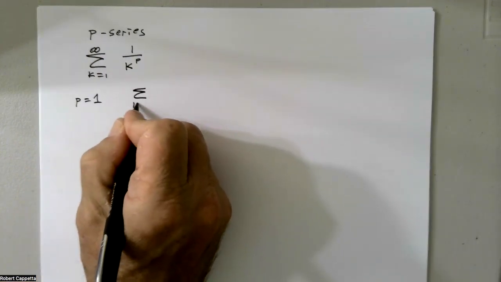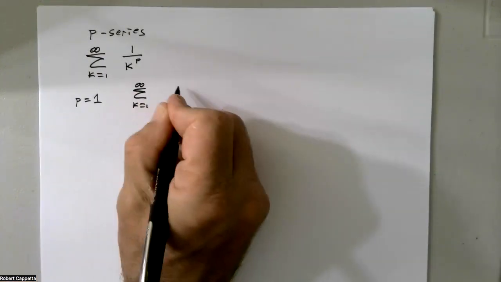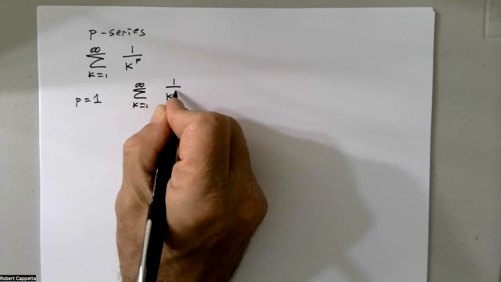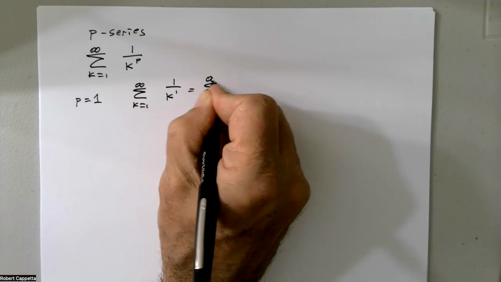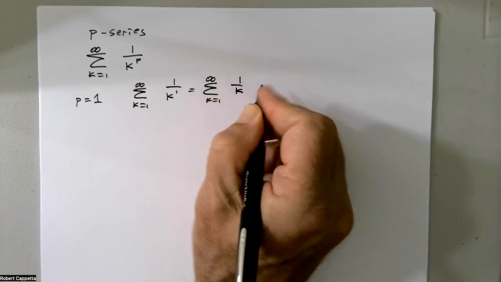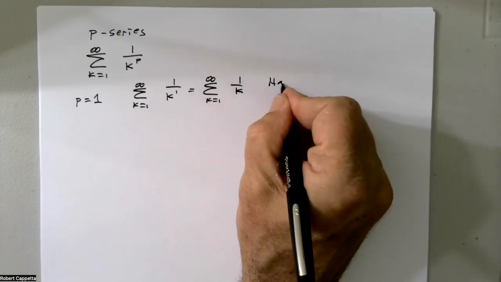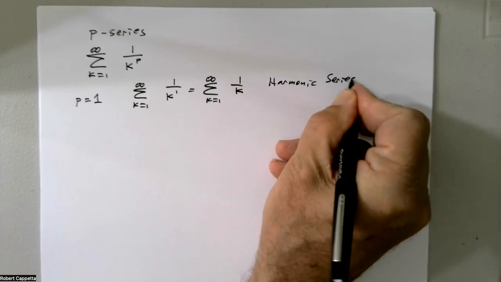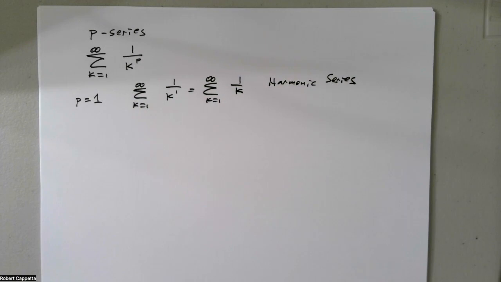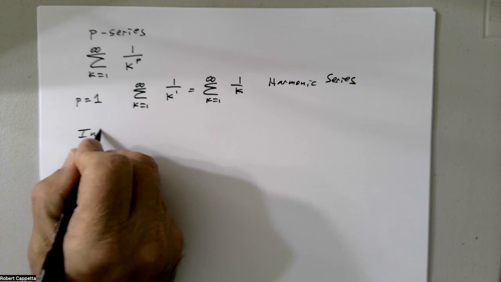I'm going to have the sum as k goes from 1 to infinity of 1 over k to the 1, which is the sum as k goes from 1 to infinity of 1 over k. This has a special name. This, of course, is the harmonic series. And 1 over k is certainly decreasing. 1/2, 1/3, 1/4, 1/5, 1/6. 1 over x is continuous and it's positive, so the integral test holds.